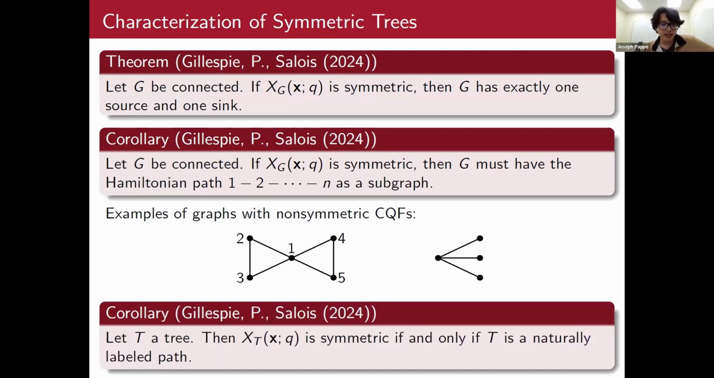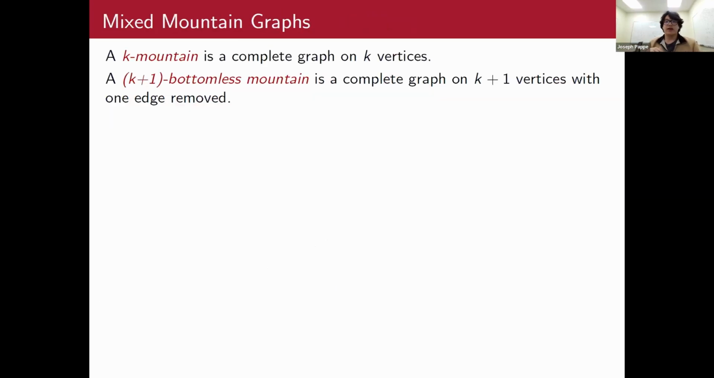Moreover, we can use this Hamiltonian condition to classify when a tree is symmetric. It turns out that a tree is symmetric if and only if it's the naturally labeled path, right? Because every other tree that's not a path graph is not traceable or doesn't have this Hamiltonian path. So these were necessary conditions.